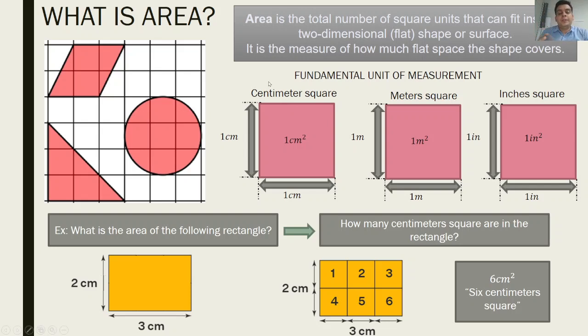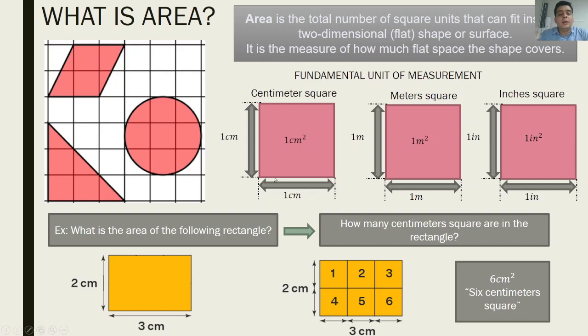The unit square means that we have squares that are 1 centimeter by 1 centimeter, that is 1 centimeter squared. 1 meter by 1 meter is 1 meter squared. 1 inch by 1 inch is 1 inch squared.